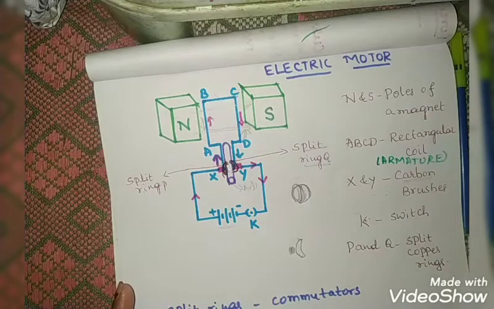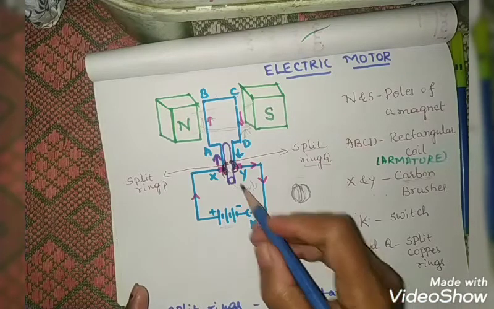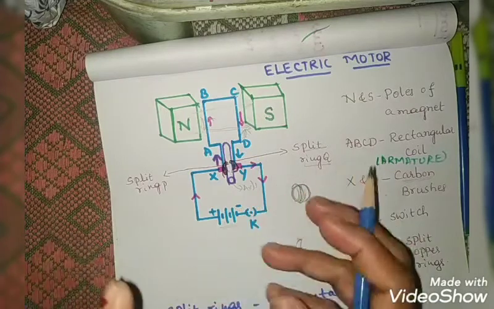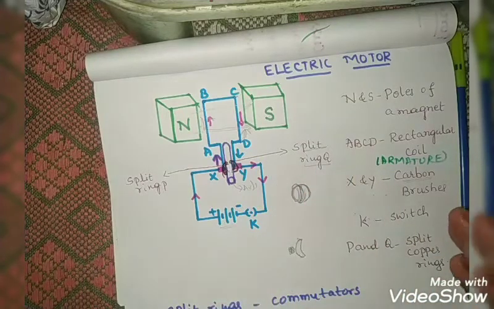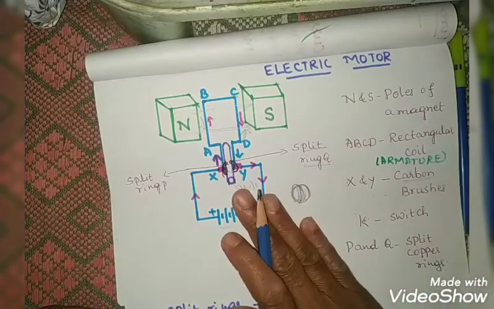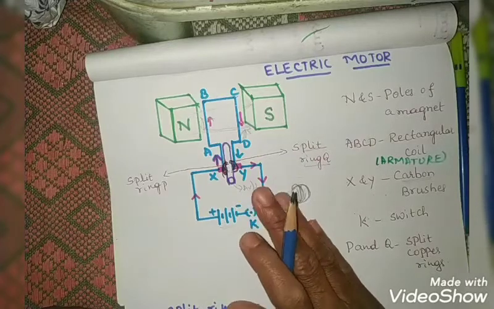The reversing of current is repeated at each half rotation, giving rise to continuous rotation of the coil and the axle. Axle also rotates with that. I hope you understood the concept behind this electric motor.